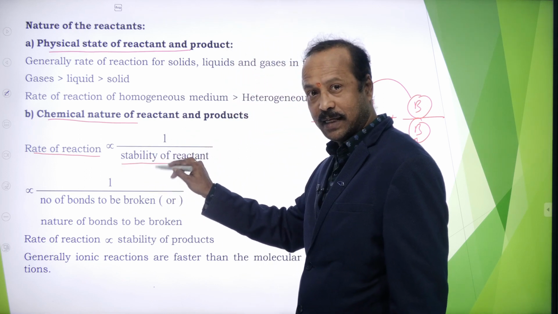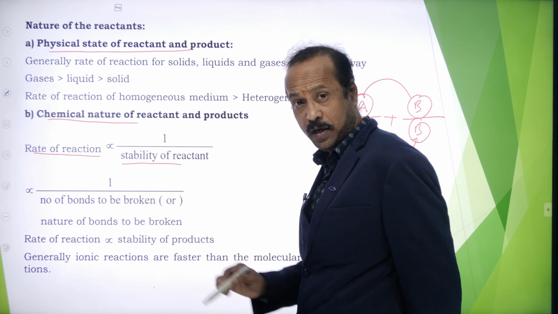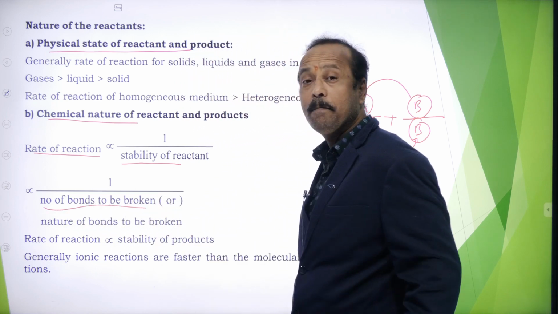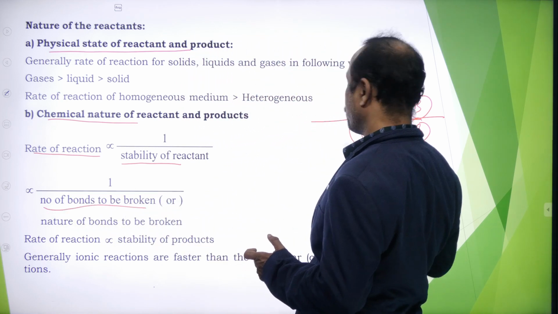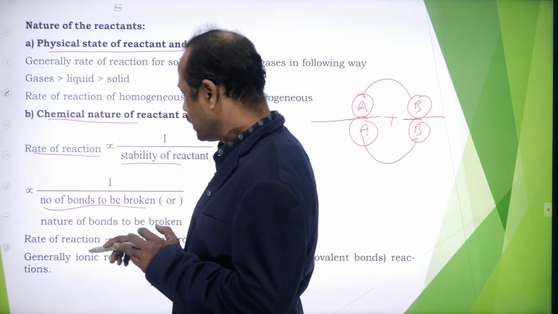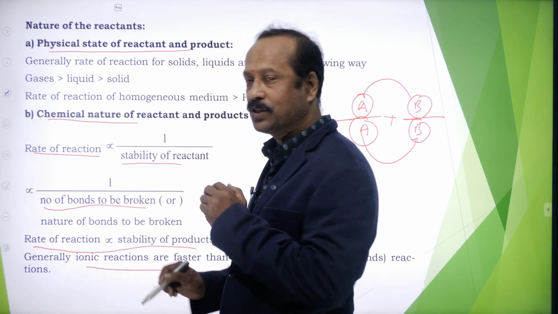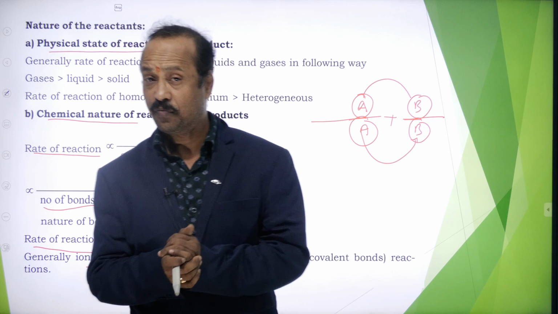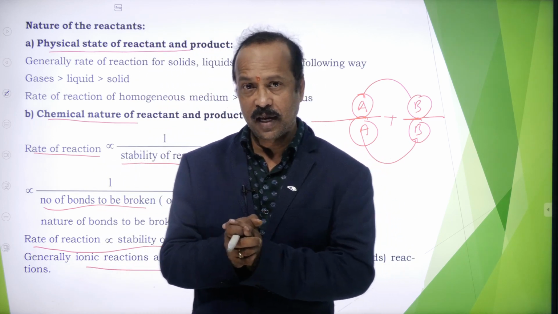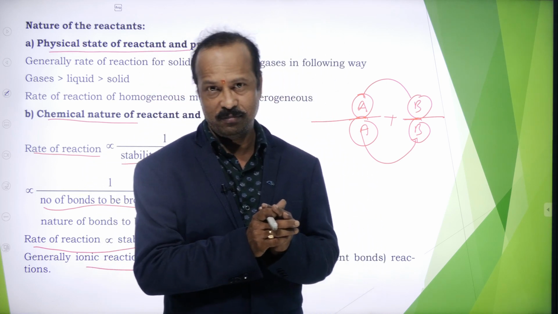Here you can see the rate of reaction is inversely proportional, that is 1 by, it is in the denominator, to the stability of reactants. Or we can also write that rate of reaction is inversely proportional to the number of bonds to be broken. Clear? Now, generally ionic reactions are faster. Ionic reactions are faster comparatively to covalent compounds. The reaction between ionic compounds is comparatively faster than covalent compounds. Clear?